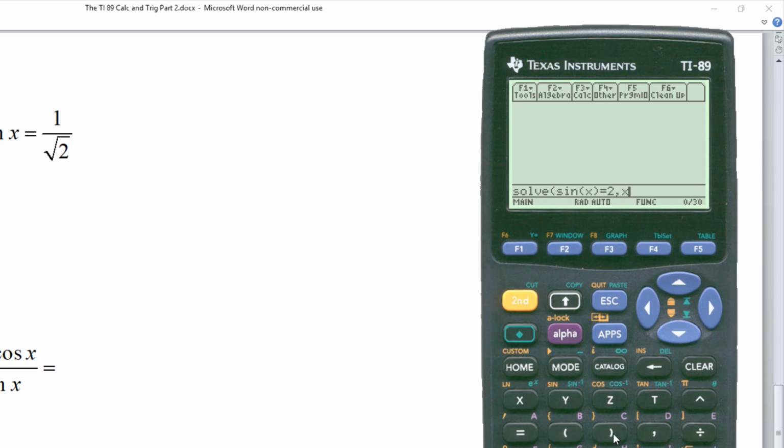So again, when the calculator gives you false, that means there is no solution. Now, when you're dealing with polynomial equations, you can get imaginary values, but for trig functions, we simply say there's no solution. So that's what you're going to get if your equation has no solution. The calculator will say false.